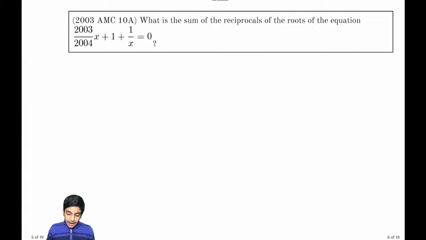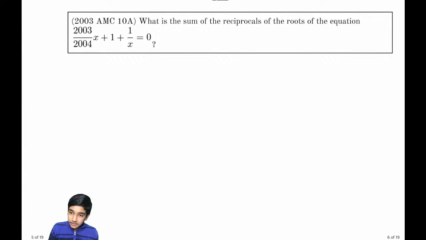Now let's take a look at our next problem here. What is the sum of the reciprocals of the roots of the equation here? You might be wondering, why is this in the quadratic section? This isn't a quadratic, right? This has a 1 over x term. So why is it in the quadratic section? This doesn't really seem like a quadratic, right?